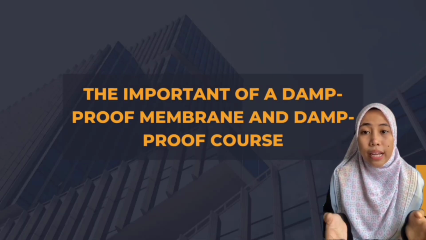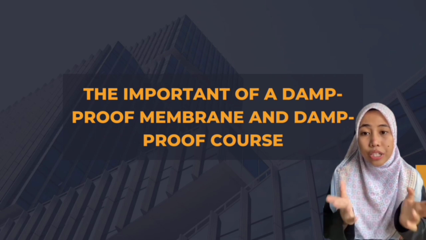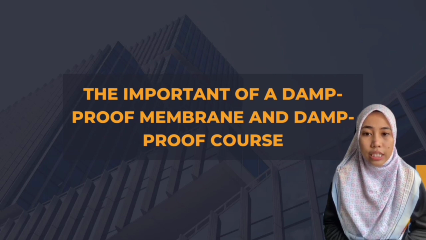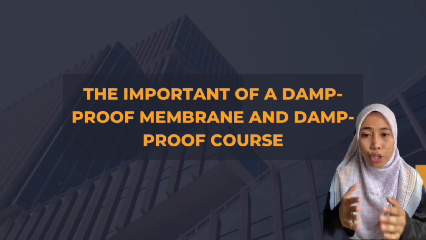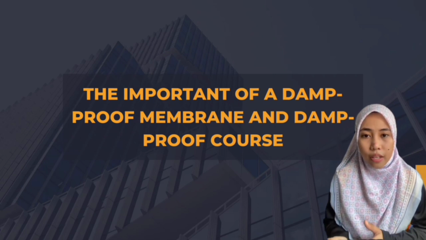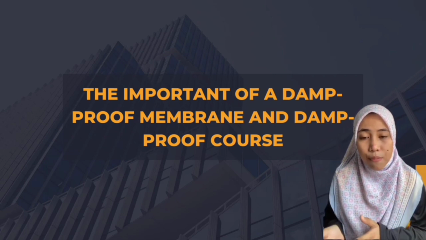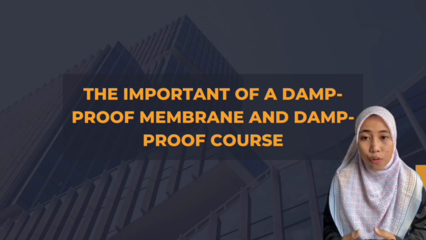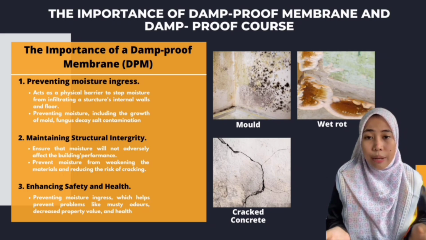Why are a damp-proof membrane and damp-proof course important in floor construction? A damp-proof membrane and a damp-proof course for floor construction are significant for preventing moisture-related issues and protecting the structural integrity of the building. They are widely used in building construction to maintain the quality of the building. Therefore, a damp-proof membrane and a damp-proof course have many importance in building structure, especially on the floor and walls. What is the importance of a damp-proof membrane?